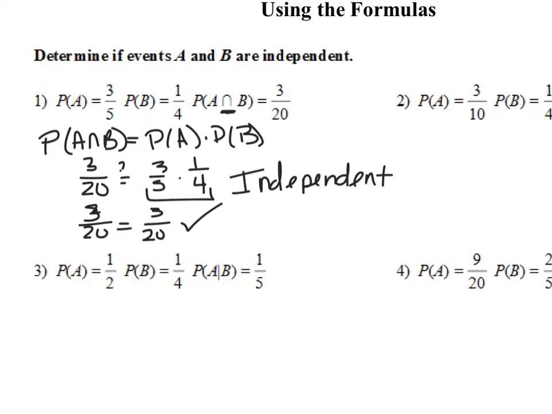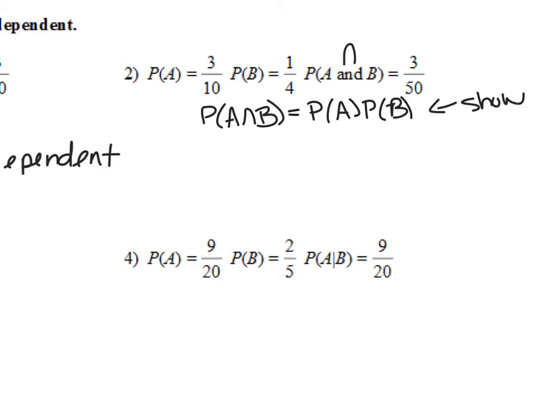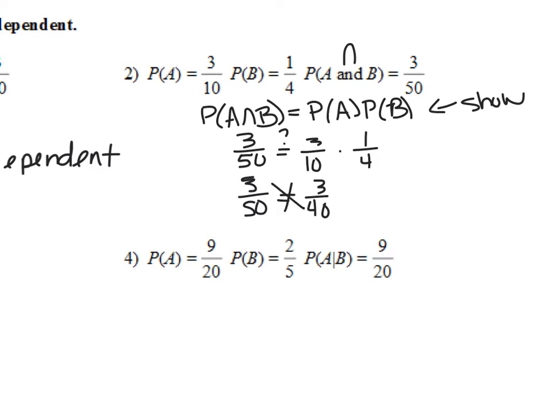Okay, next one. So here we're using and, but they're using the word instead, but remember, that's that. So simply remember, when you're proving, you should state what rule you're going to prove first. So make sure you show this always when you're doing a proof. So this is 3 out of 50. Is that equal to 3 out of 10 times 1 out of 4? So 3 out of 50 is equal to 3 out of 40. No, that's not. So they're not independent, or they're dependent.